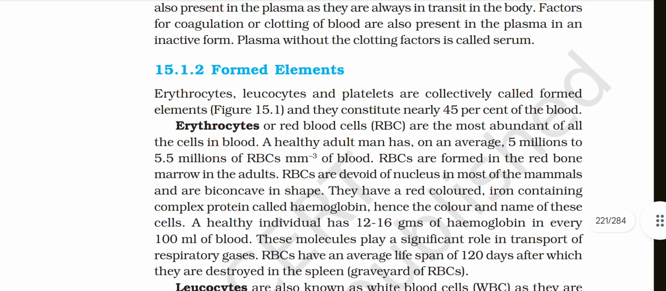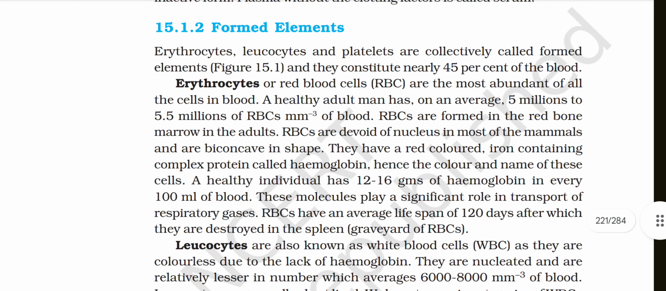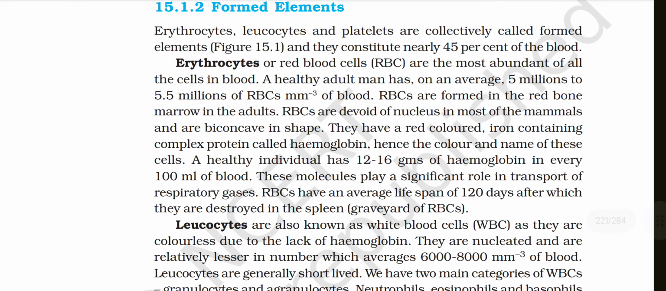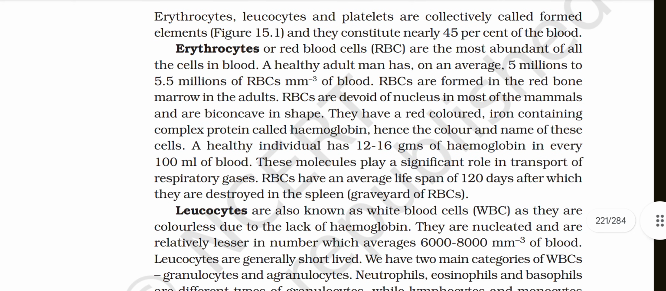Formed elements: erythrocytes, leukocytes, and platelets are collectively called formed elements, and they constitute nearly about 45% of the blood. Erythrocytes, or the red blood cells (RBC), are the most abundant of all the cells in the blood. A healthy adult man has on an average 5 to 5.5 million RBCs per cubic millimeter of blood.